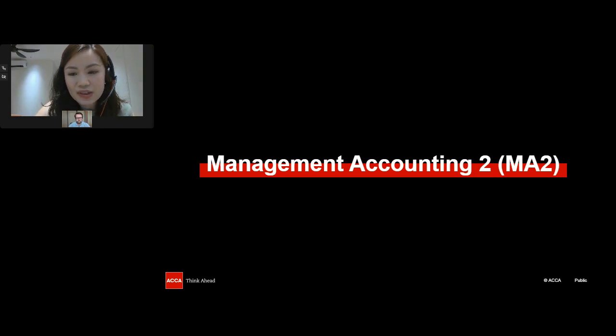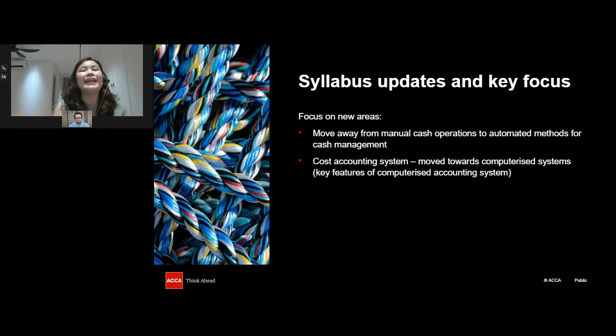All right, so let's have a quick look at the MA2. Which particular areas do we have to stay focused on, for example, the new areas in the syllabus? For example, we're looking at a move away from the manual cash operations to the automated methods for cash management. Right, so it's very much about the automated processes. And is there any particular reason or rationale behind the change by adding all these key focus in the new area of the syllabus?